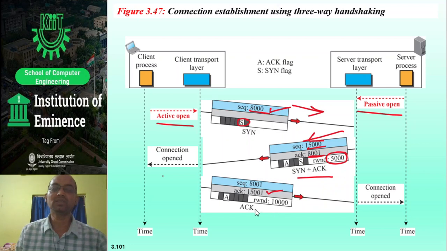In the same way, the sender, the client in this case, informs the server that my window size is something like 10,000 bytes. If you want to communicate to me, then you can send 10,000 bytes of data at a time. I have that capacity to receive. So this is the additional information that is part of the connection establishment phase, called handshaking. Once this is done, the connection is established, meaning both client and server come to the ready state. They can now communicate data between them. One can send, one can receive, and vice versa.